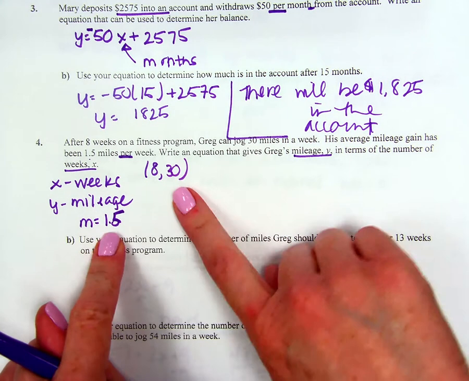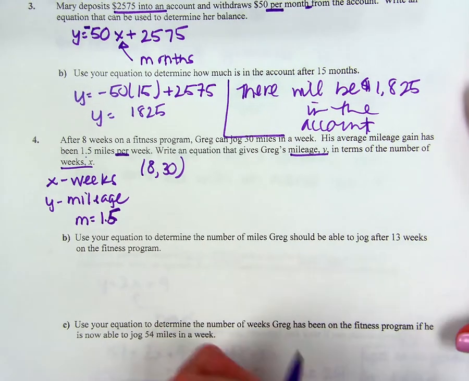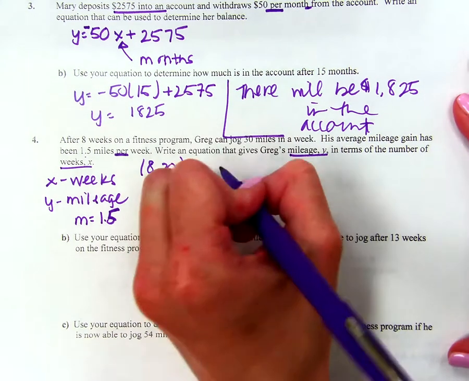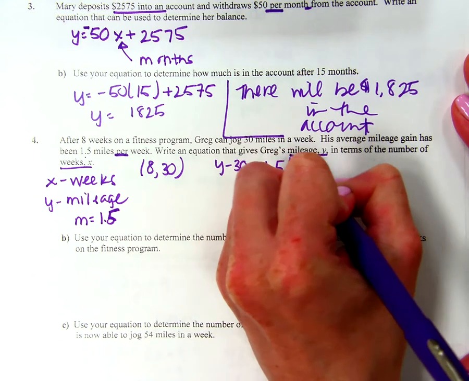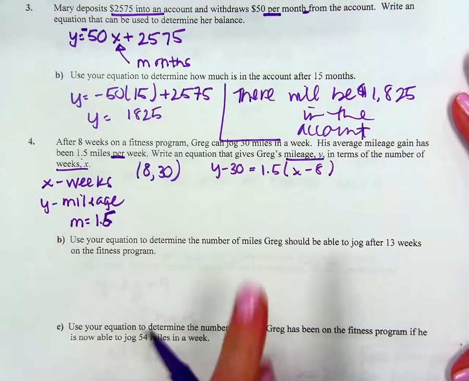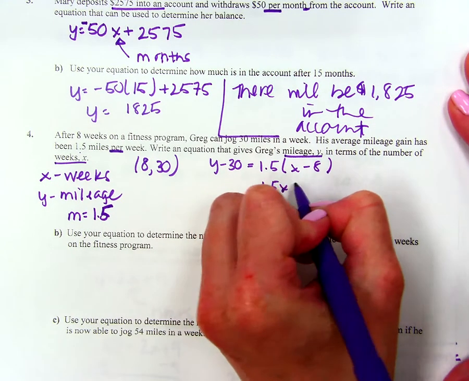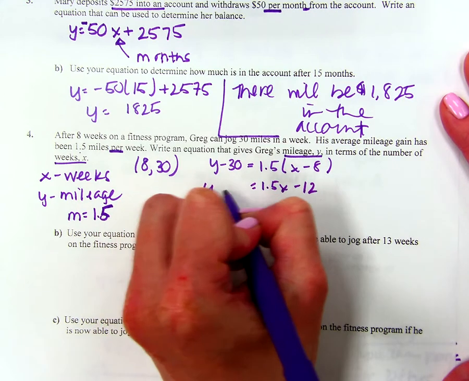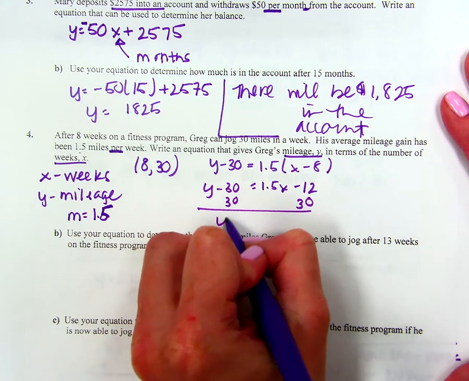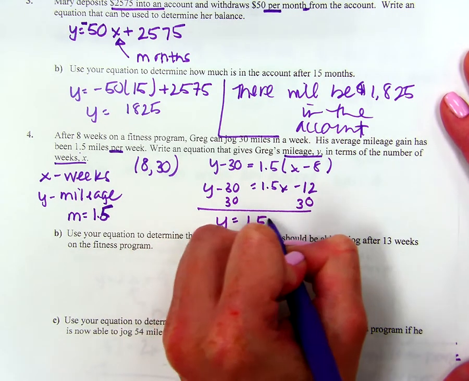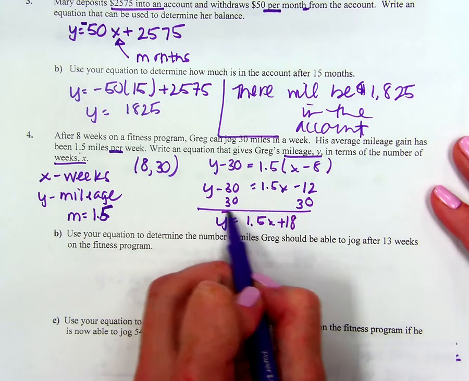So if we're given a slope and an ordered pair, we're going to go back to our point slope form, and we're going to determine our y equals mx plus b. So we are going to do y minus y sub 1 equals m times x minus x sub 1. So remember, we're going to do this. So we're going to distribute that 1.5. And then I'm going to add my 30 to both sides. So I end up with y equals 1.5x plus 18. And that is my equation. So I just solved for my equation there.